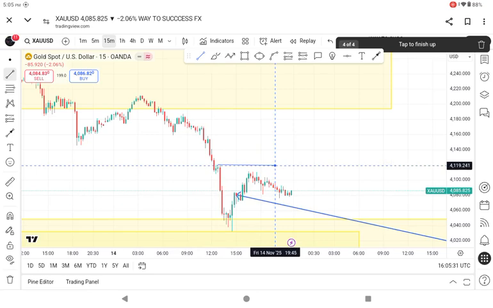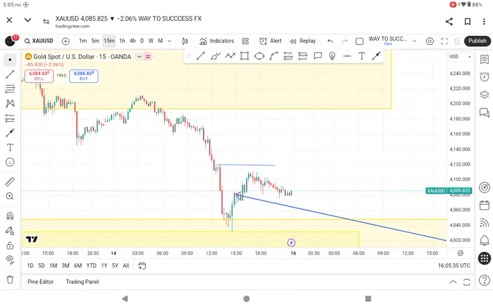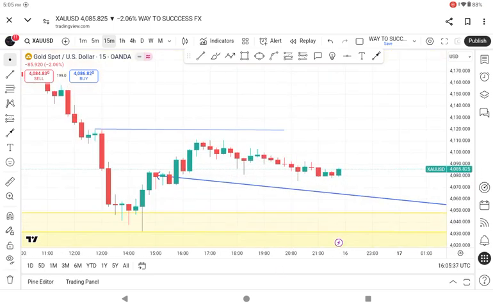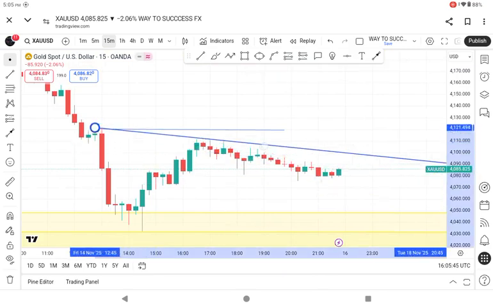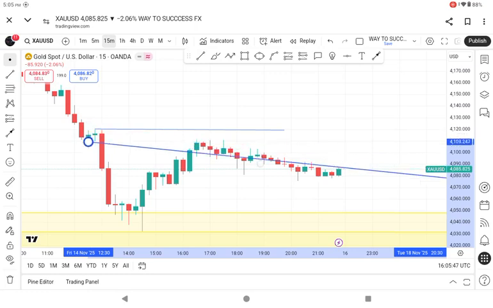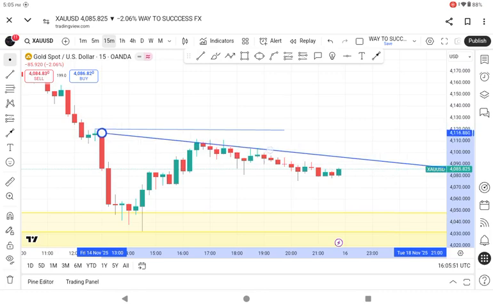Is this a valid pullback? Wait, let me confirm. Yes, it's a valid pullback. If you zoom out, this candle took out the high of the bullish candle that swept the low of the previous red one, so making it a valid pullback.